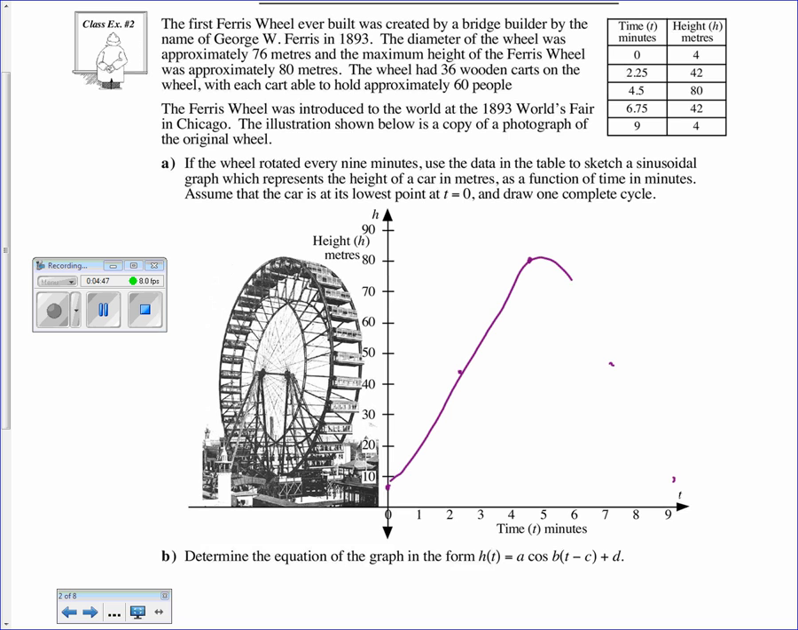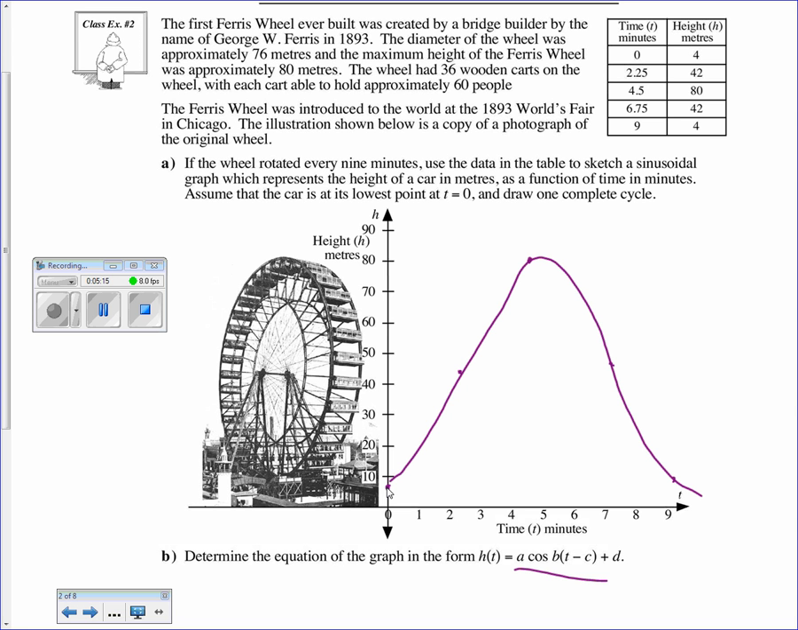So I see a general shape that might make me think about a cosine graph. It could be a sine graph, but I've been asked to model that using a cosine graph. So we've got to take a look at some of those same features. First of all, where should the cosine graph have started? The cosine graph should have started way over towards the left.